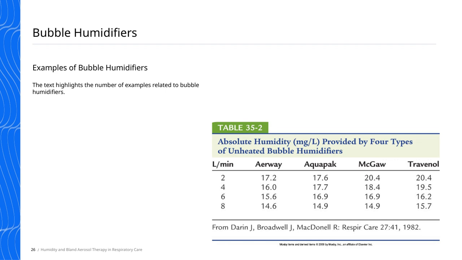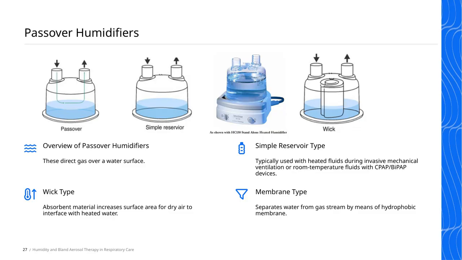They work by bubbling air through water, creating humidified air that the patient then inhales. You'll find these devices frequently used with oxygen therapy, especially at lower flow rates. The key point here is that bubble humidifiers are simple, cost-effective, and reliable, making them a popular choice in many clinical settings. Understanding their applications and limitations helps us ensure optimal patient care, especially when managing humidity levels in respiratory therapy.